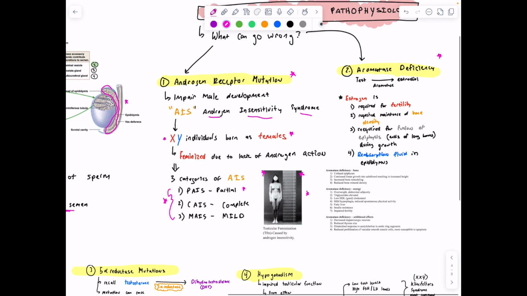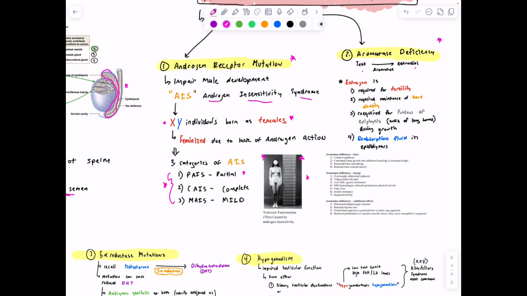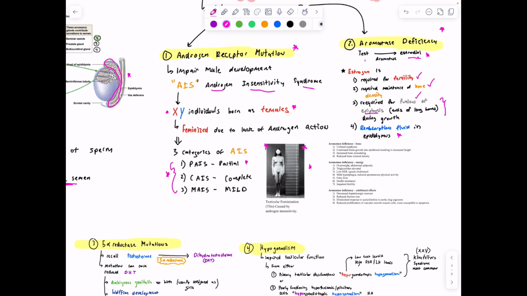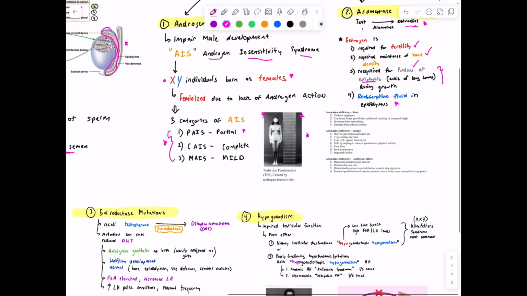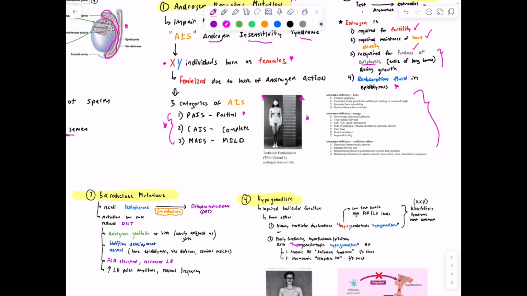All right, then we have aromatase deficiency. We know what aromatase does, testosterone to estrogen. We do have 3 different types of estrogen. Estradiol is the most normal, common one, and estriol is for during pregnancy. Estrogen is required for fertility, maintenance of bone density, and fusion of the epiphysis. We were told in class that when estrogen goes up with the onset of puberty, women tend to stop growing because it causes fusion of the long bones, and then resorption of fluid in the epididymis. So yeah, these are just some deficiencies of aromatase as a result of lowered estrogen.